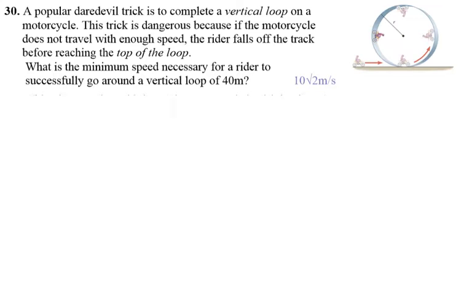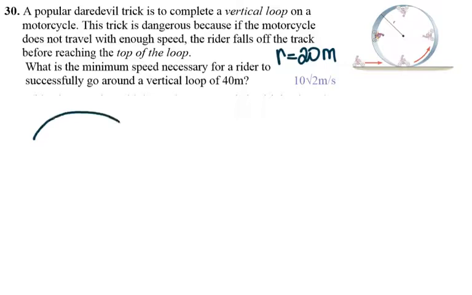Here's one more question. A popular daredevil trick is a complete vertical loop on a motorcycle. This trick is dangerous because if the motorcycle does not travel with enough speed, the rider falls off the track before reaching the top of the loop. What is the minimum speed necessary for the rider to successfully go around in the vertical loop of 40 meters? So if the loop is 40 meters, that means the radius is 20 meters. They don't give you the mass, and let's see why the mass is not given.